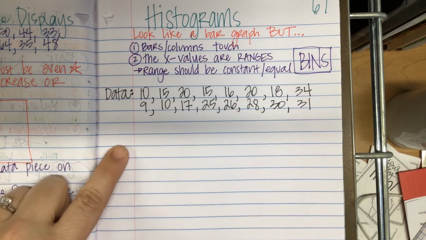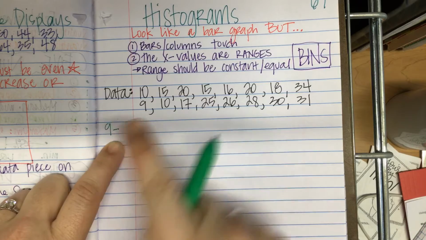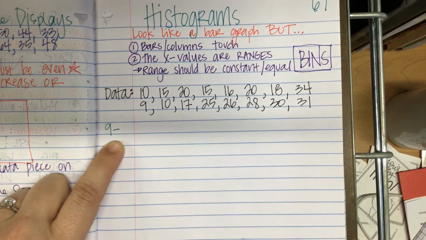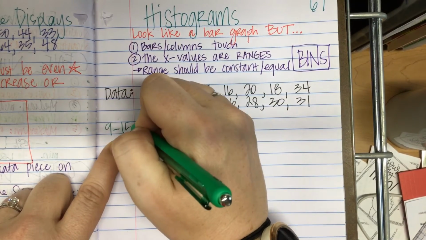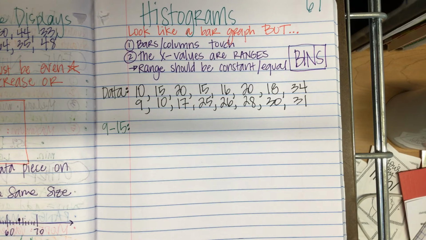Let's do 5. So I'm going to start with 9 because that's my minimum, and I'm going to do 9 to 15. How many values are in that bin? Count on your fingers. Ready? 9, 10, 11, 12, 13, 14, 15. How many values are in there? 7. So my next bin width must contain 7.